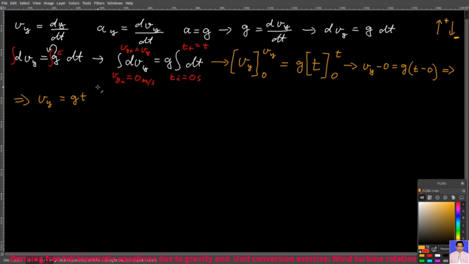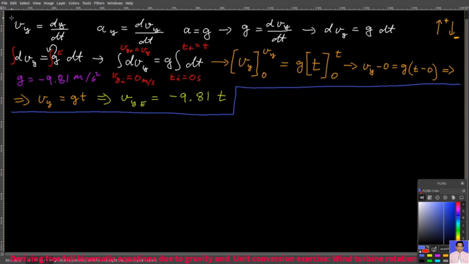Since in our convention, positive y is up and negative y is down, and this g acceleration is down, it's going to be negative. So for example, on the Earth, g equals minus 9.81 meters per second squared. And that means that the velocity function on the Earth would be minus 9.81 times t. And the same logic applies to Mars, Moon, and the Sun. You will simply have different negative g values.